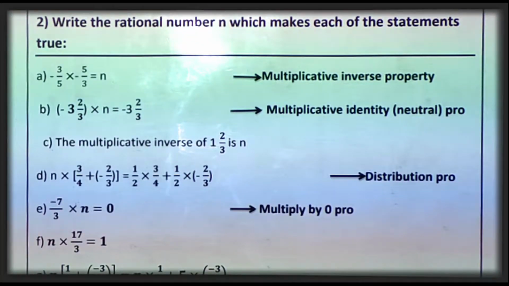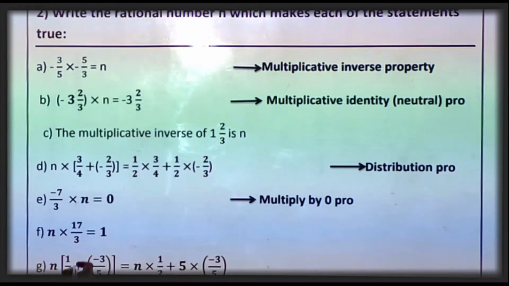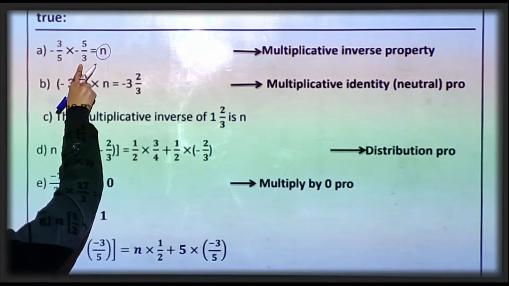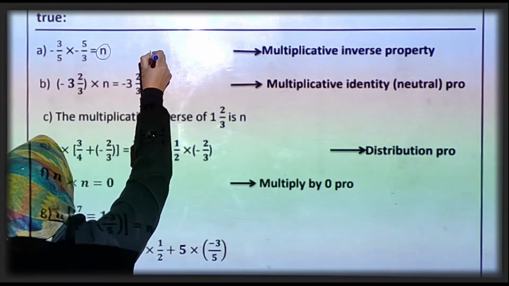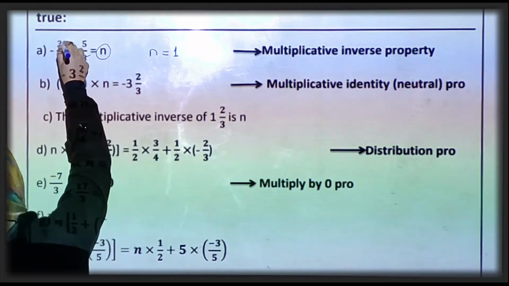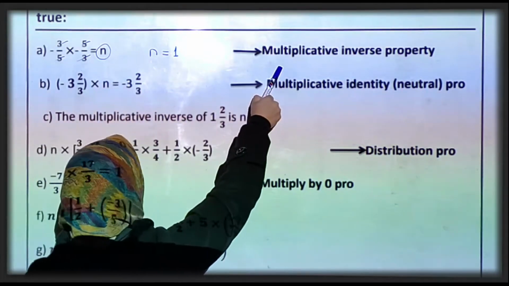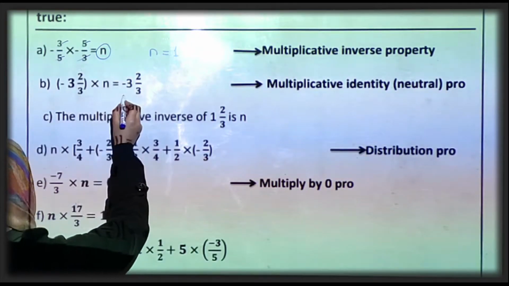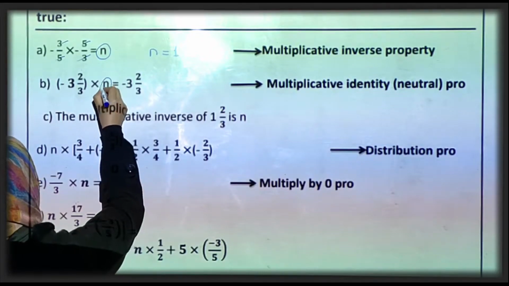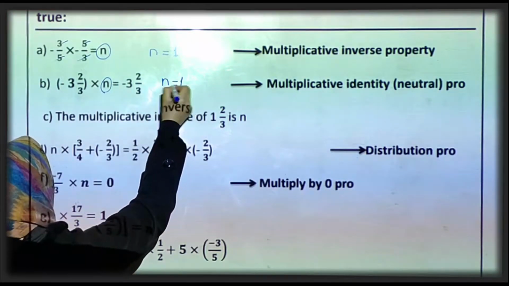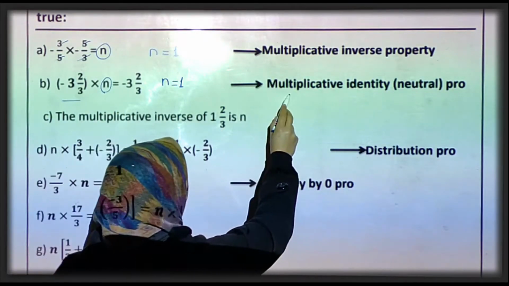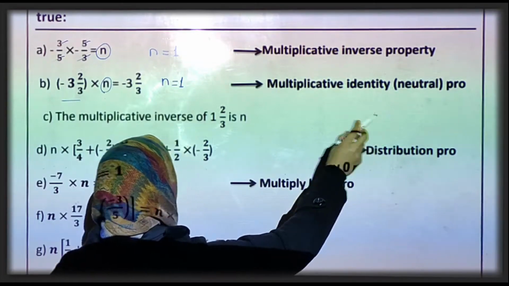Question number 2, write the rational number which makes each of the statements true. To find the value of n, any number multiply its multiplicative inverse equals 1. So n equals 1 by simplifying. It's the multiplicative inverse property. Letter B, -3 and 2/3 multiply n equals -3 and 2/3. So n equals 1, because any number multiply 1 equals the same number. This property is the multiplicative identity or neutral property.